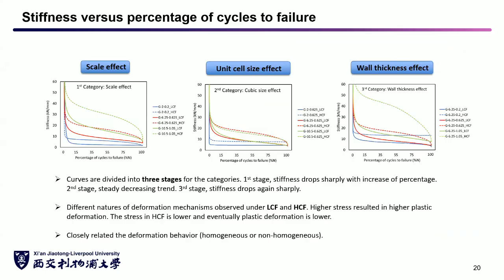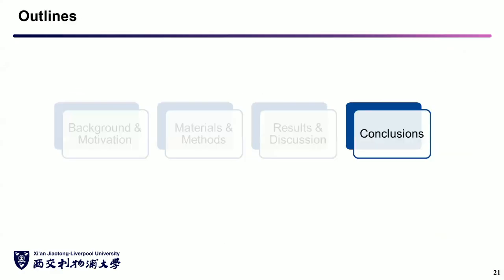And we also have the plot of the stiffness versus percentage of cycles to failure. As we can see, most of the lattices can be classified into three categories. The first stage, the stiffness drops sharply with the increase of the percentage. Then the second stage has a much steadier trend. And the third, the stiffness drops again. This relation is also closely related to the deformation behavior, either homogeneous or non-homogeneous.